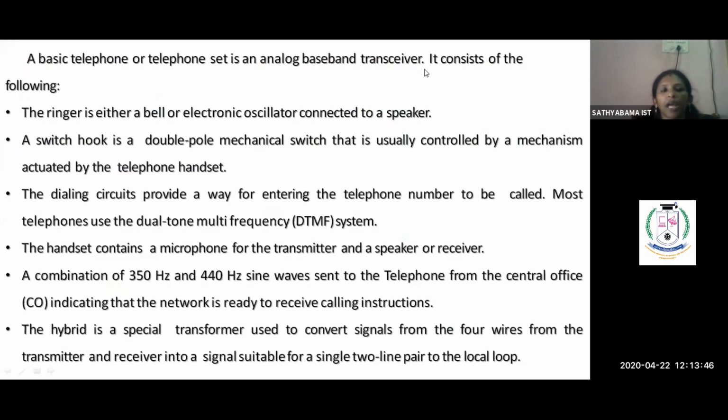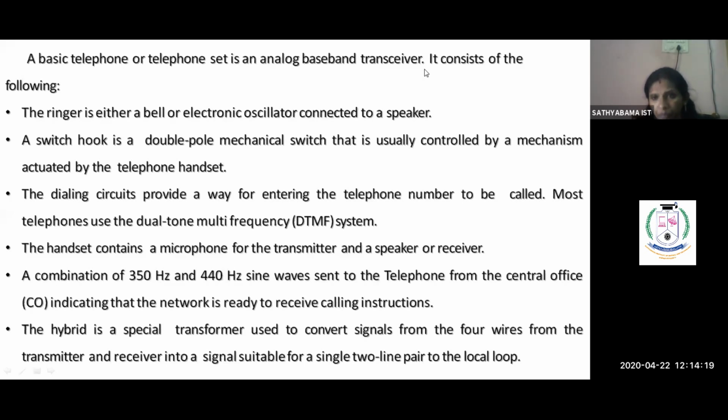Next, coming to the explanation of the telephone system, we have a basic telephone or telephone set, which has an analog baseband transceiver. It consists of the following things we discussed earlier. A ringer, which is either a bell or an electronic oscillator connected to a speaker. A switch hook, which is a double pole mechanical switch that is usually controlled by the telephone headset.